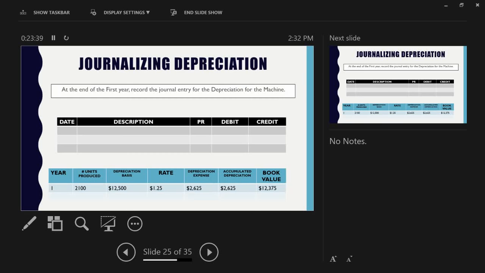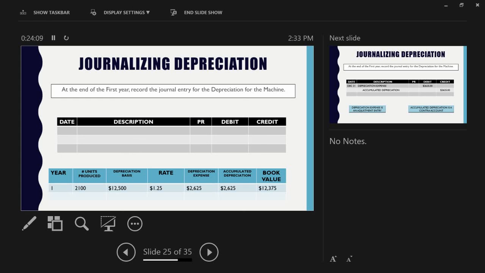Now we're going to look at how to journalize depreciation. At the end of the first year, record the journal entry for the depreciation for the first year for the machine. Here we have the table at the bottom. First year we had 2,100 units, and we know that our depreciation expense is going to be 2,625.